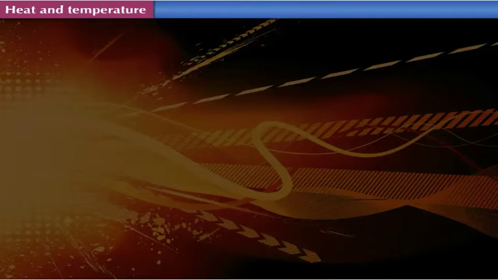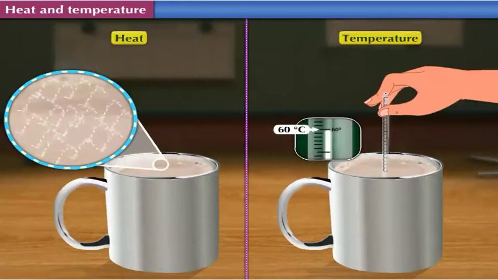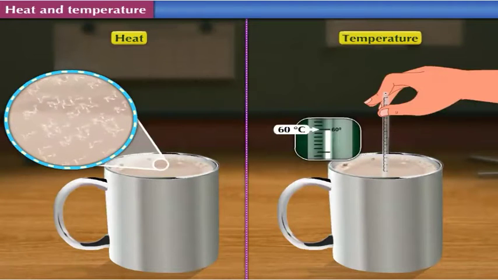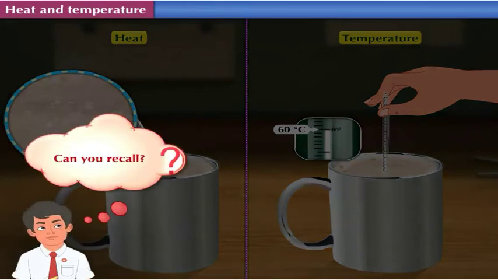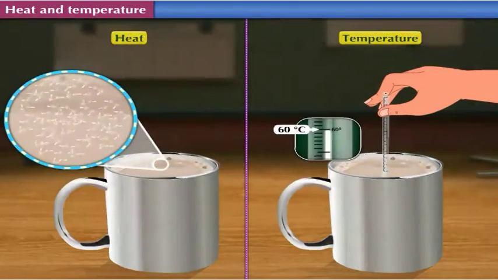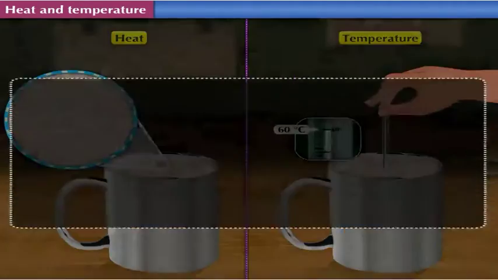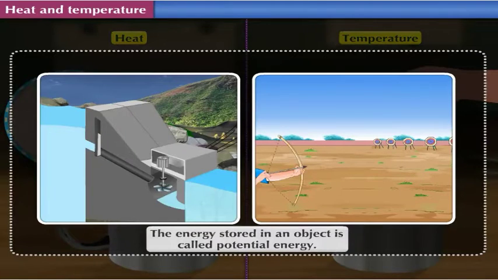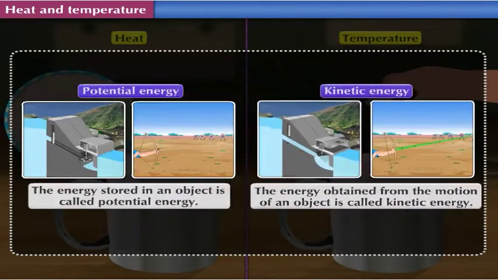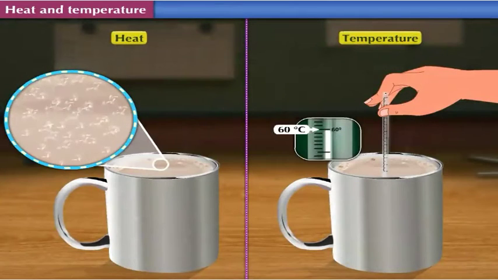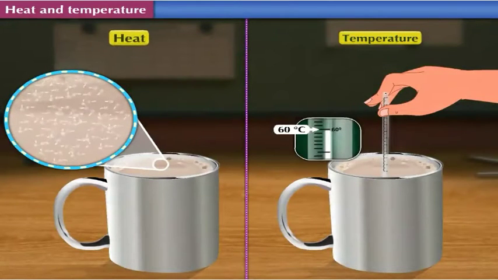and temperature. Before discussing these terms, it is important to know what potential and kinetic energies are. Can you recall? Correct. The energy stored in an object is called potential energy, and the energy obtained from the motion of an object is called kinetic energy. Come, let us now know the difference between heat and temperature.